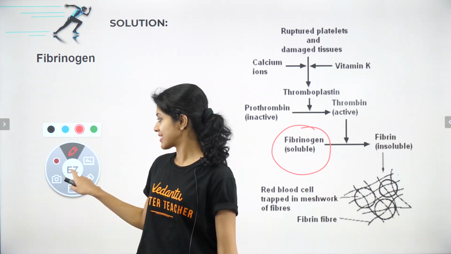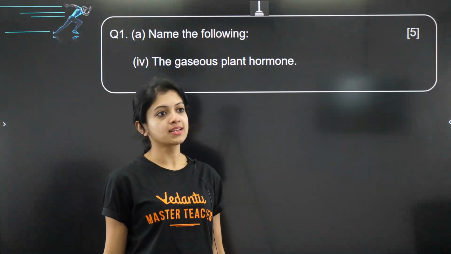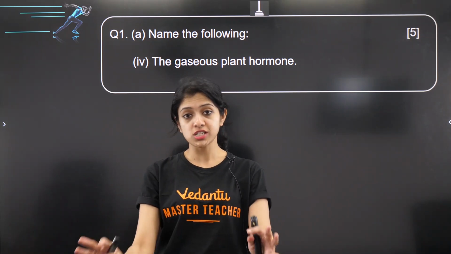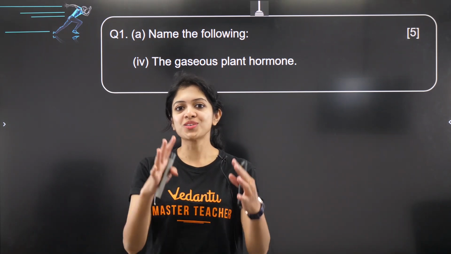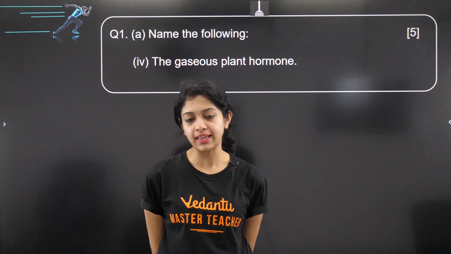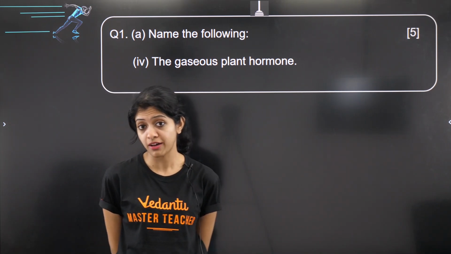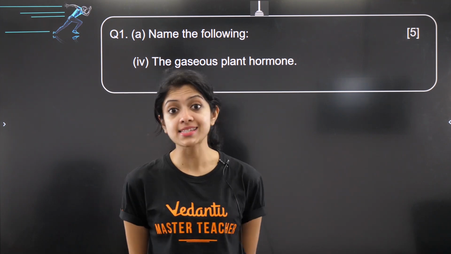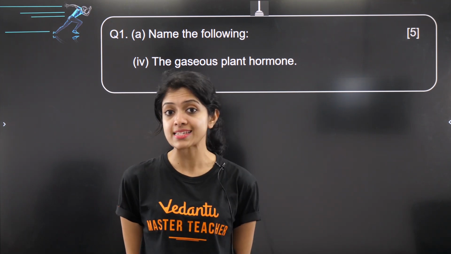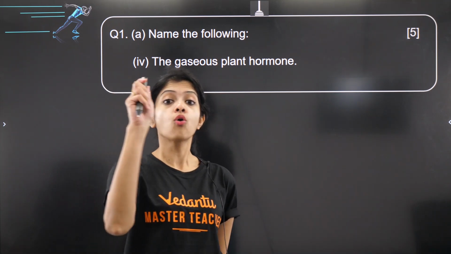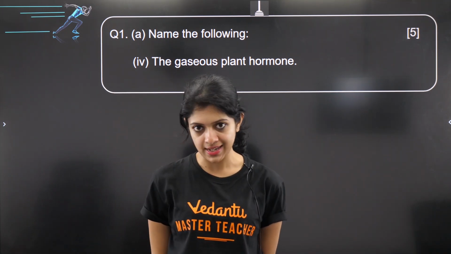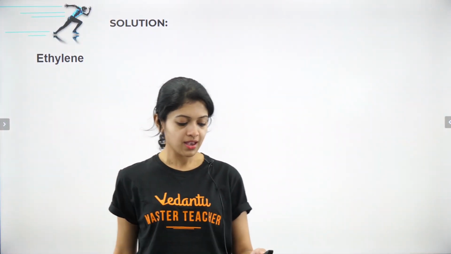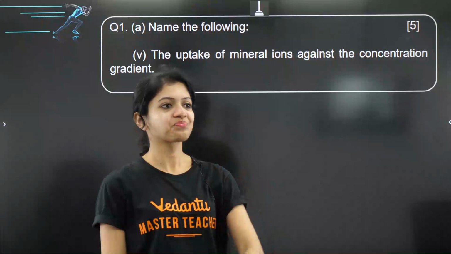So, let's go ahead. Sub question number 4. Extremely simple. The gaseous plant hormone. Don't have a second thought at all. There are just 5 plant hormones that we have to learn. What are they? Auxins, gibberellins, cytokinins, abscisic acid, and ethylene. Among these, there's only one which is gaseous in nature, and that is ethylene. Fruit ripening hormone.